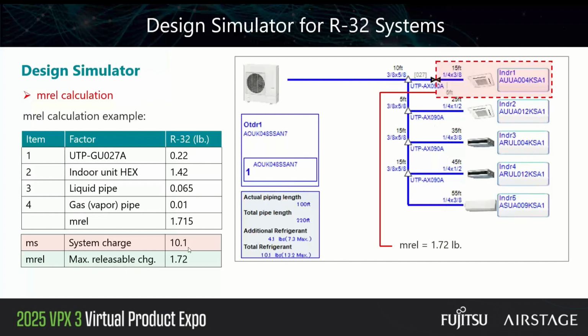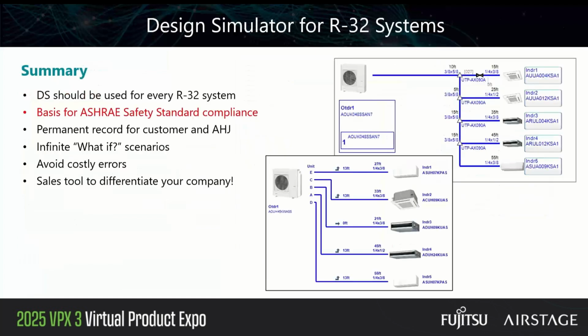Again, you can perform the dispersal volume calculations manually, or you can use Design Simulator to assess. So Design Sim should be used for every R32 system, as well as the load calc. We want to make sure that the equipment is properly sized, properly applied. I have in red here, it's a basis for ASHRAE safety standard compliance. This is critically important now. And it's a permanent record for you, for your customer, and also your authority having jurisdiction, or AHJ.